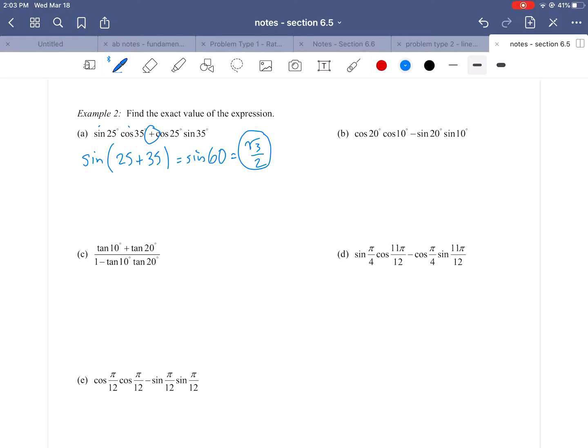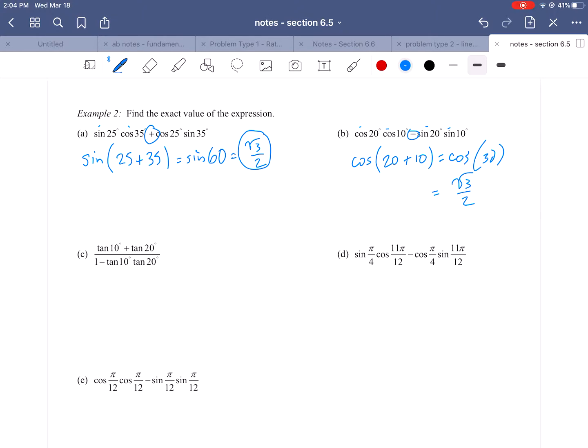Okay, so that's it. That's all you have to really do is recognize which formula and then know the exact value. Okay, so on letter B, we have cosine of 20, cosine of 10, minus sine of 20, sine of 10. And so now I see that the cosines are together, the sines are together. That leads me to believe that this is a cosine formula. And the cosine changes, so because that's a minus, this is going to be 20 plus 10, which is going to give me cosine of 30. And cosine of 30 is also the square root of 3 over 2. Okay, so pretty straightforward, at least on the first two, and honestly, they don't get much more difficult than that.